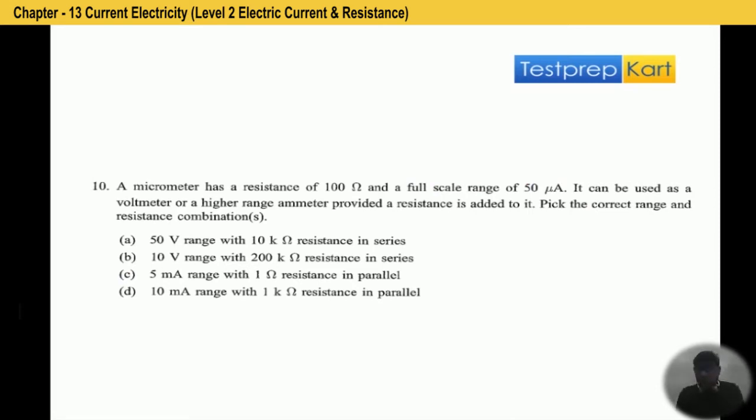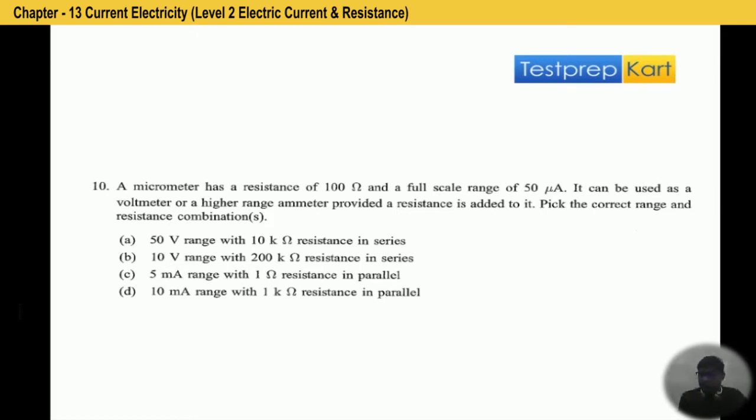Now question number 10. A micrometer of resistance 100 ohm and a full scale range of 50 microampere can be used as a voltmeter or a higher range ammeter provided a resistance is added to it. Pick up the correct range and the resistance in these combinations.